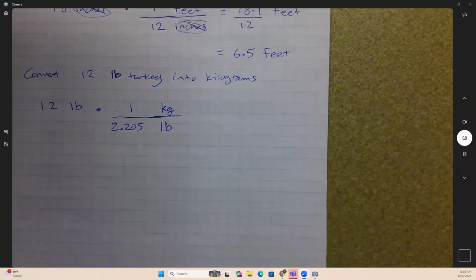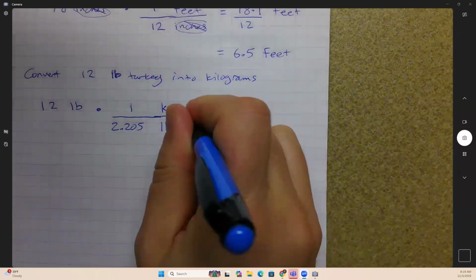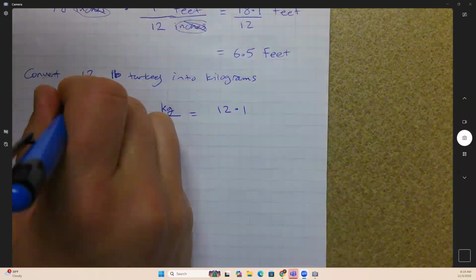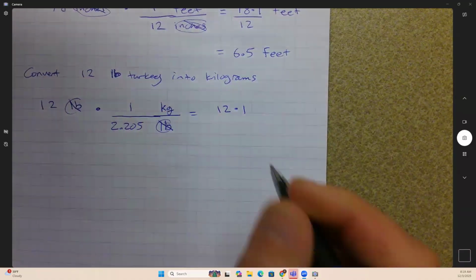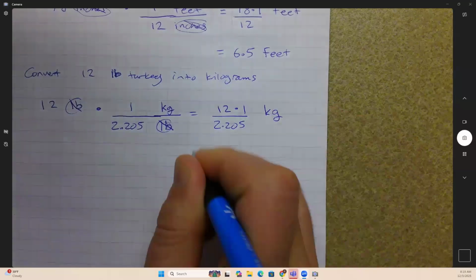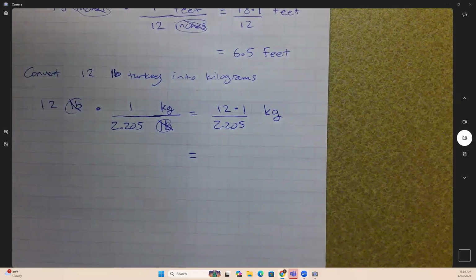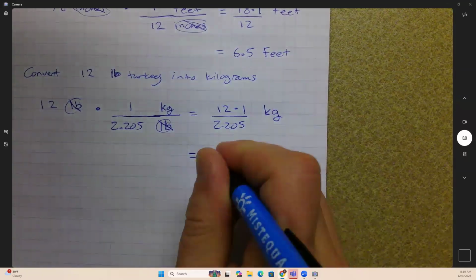If you build it this way, where you match the pieces, I think it's fairly straightforward and it allows you to open it up and do more complicated ones if you build it like this every time. So we're going to do some more complicated ones in a minute. But when I do the pound, the unit cancellation, I get 12 times 1 over 2.205 kilograms, which is what I wanted. I wanted it in kilograms. 12 over 2.205 is about 5.4 kilograms.